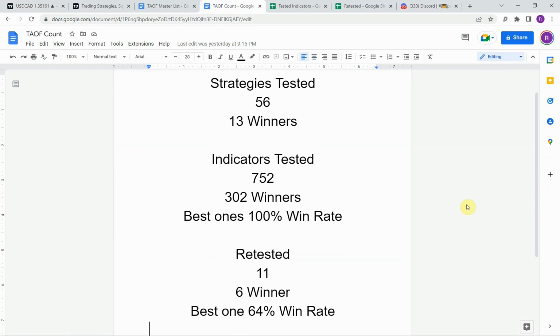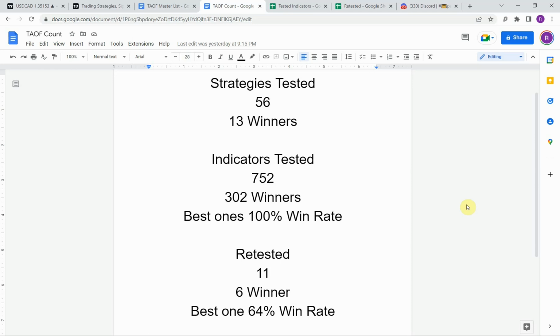We've also tested a total of 752 indicators, with 302 of them being winners. The best ones so far were able to achieve a 100% win rate. Now you need to go back and watch those videos to understand the context of how they were able to achieve that. So go back and watch those videos and see what you can get out of those winning indicators.